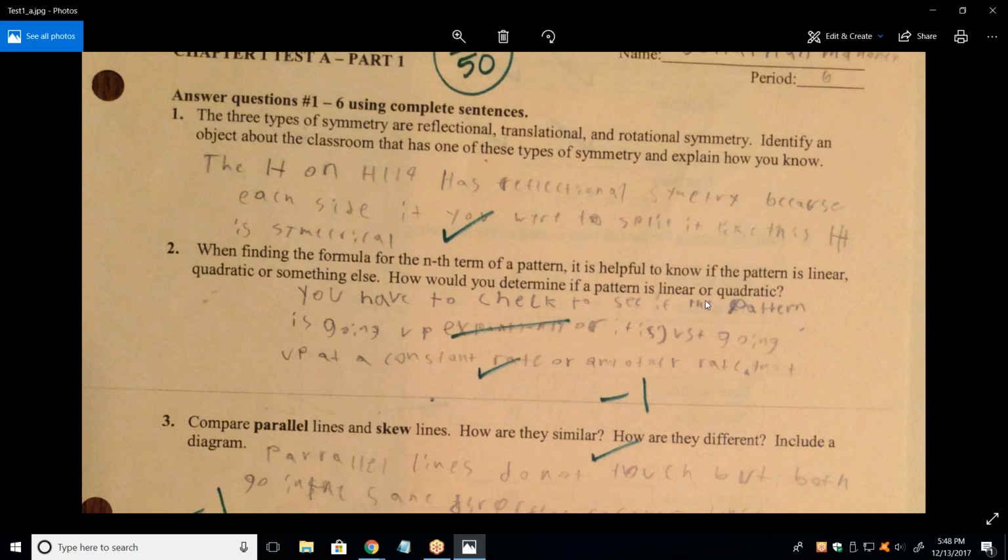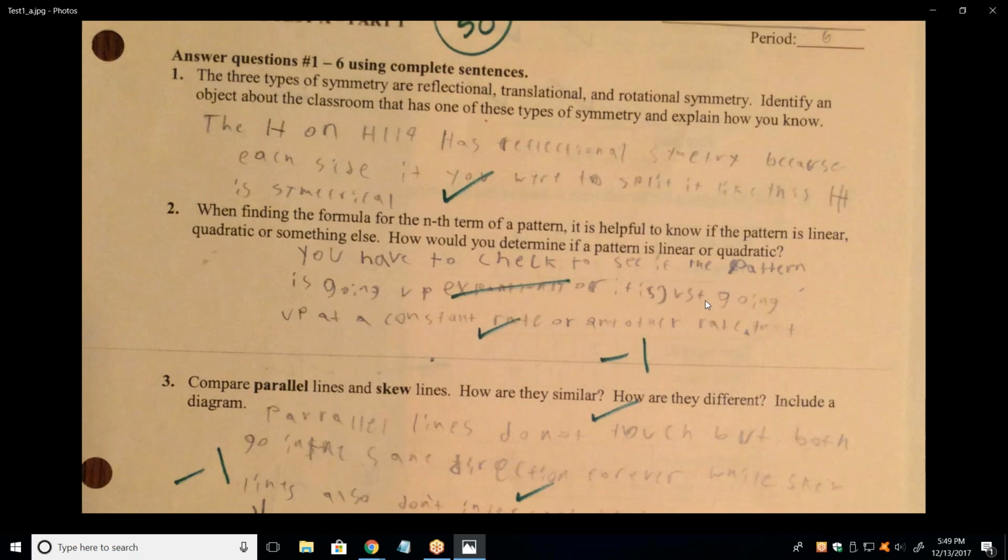Okay, the 3 types of symmetry are reflectional, translational, and rotational. Identify an object about the classroom that has one of these 3 types of symmetry and explain how you know. Well, what object did you say? So for the first one, I chose the H on the room ID, so the H had reflectional symmetry.